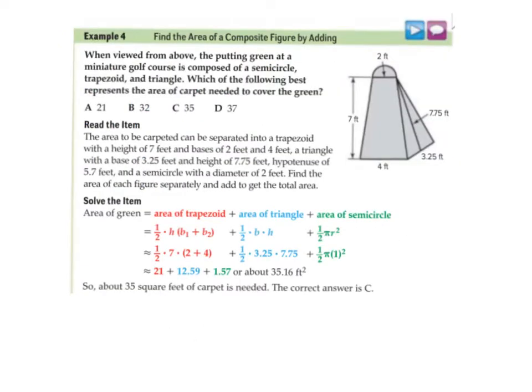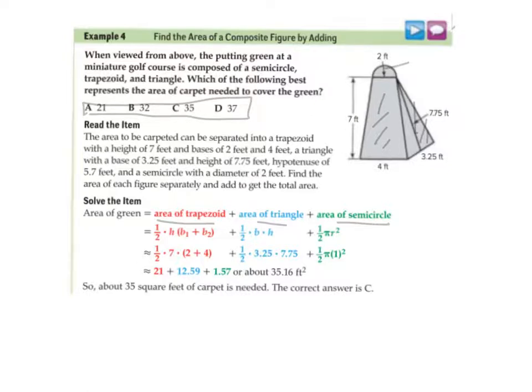Okay, so now we're moving on to example 4. This is find an area of composite figures, and we're doing it by adding. Okay, so obviously it's a multiple choice question. Which one of these is correct? Well, look at the diagram we've got. First of all, we've got the trapezoid, which is this guy here. We've got a triangle, which is this guy on this side, and obviously the semicircle, which is here.